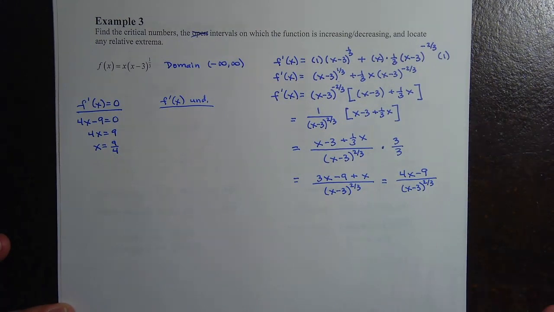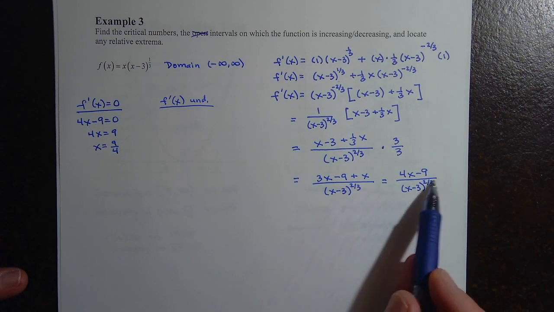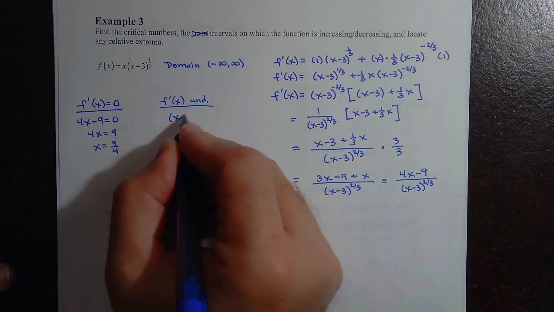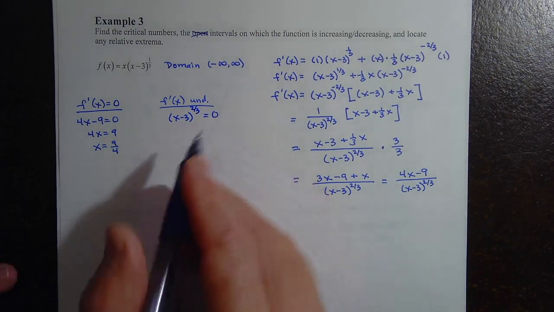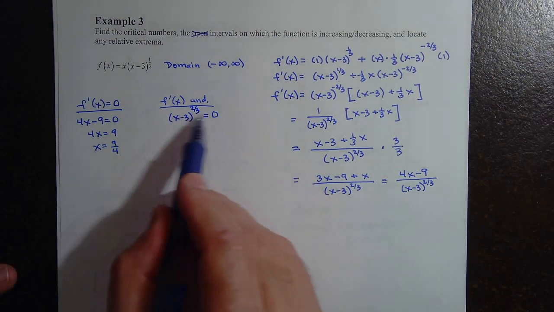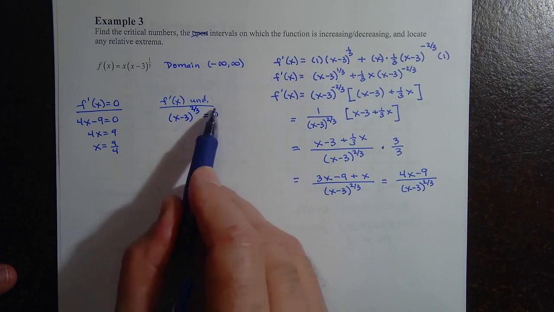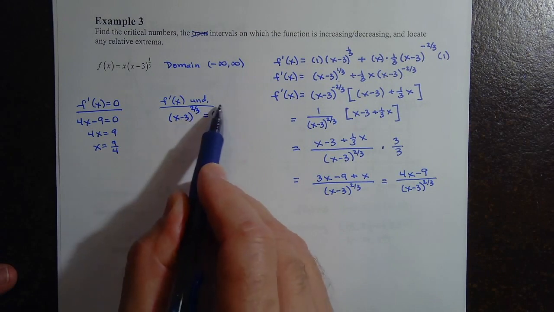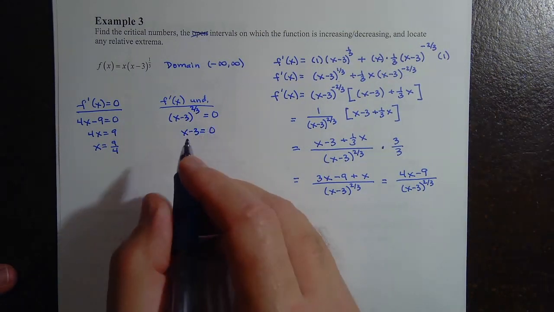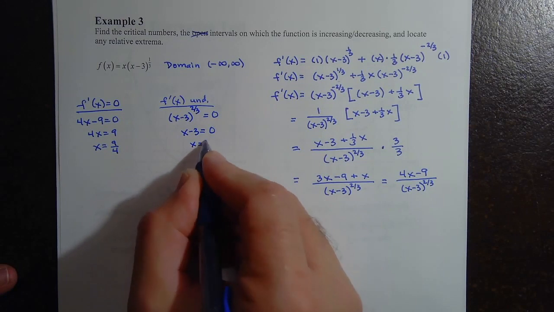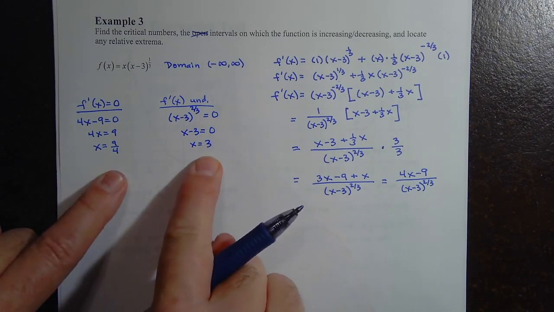Now, this is why I picked this problem to do with you guys, because this is where we get something that's undefined. It's going to be when the denominator, (x minus 3) to the 2/3, equals 0. So (x minus 3) to the 2/3 power is equal to 0. We raise each side to the reciprocal power, and 0 to the 3/2 power would still give you 0. So this is just x minus 3 equals 0, which means x equals 3. So here are our two critical values.